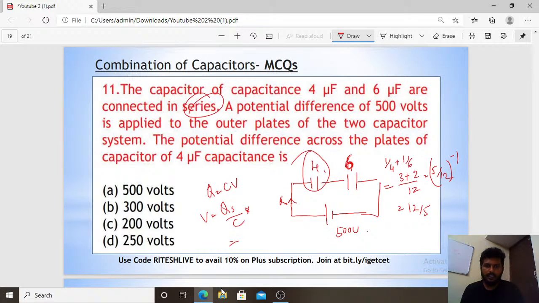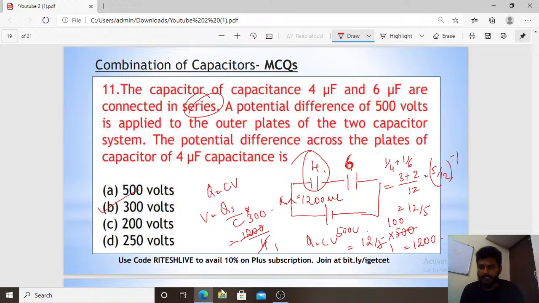Okay. So I need Q. Q is equal to C into V. That is, C is 12 divided by 5 into 500. So 5 ones are 5, hundreds are 100. That is 1200. That is Q, 1200 microcoulombs. Alright. 1200 divided by 4. 4 threes are 12. 300. The right option is B.